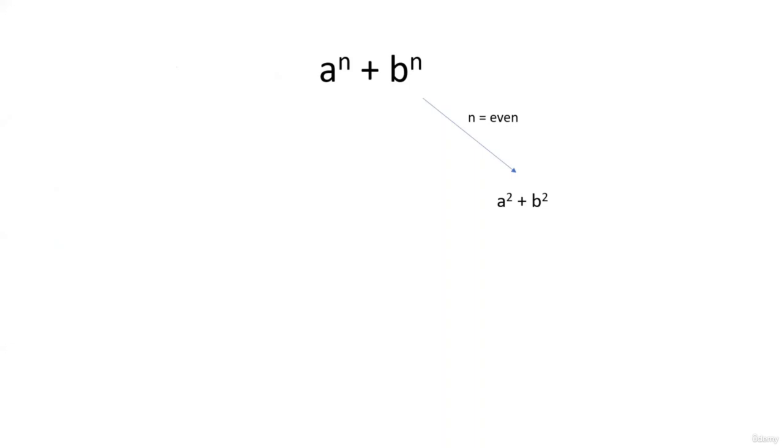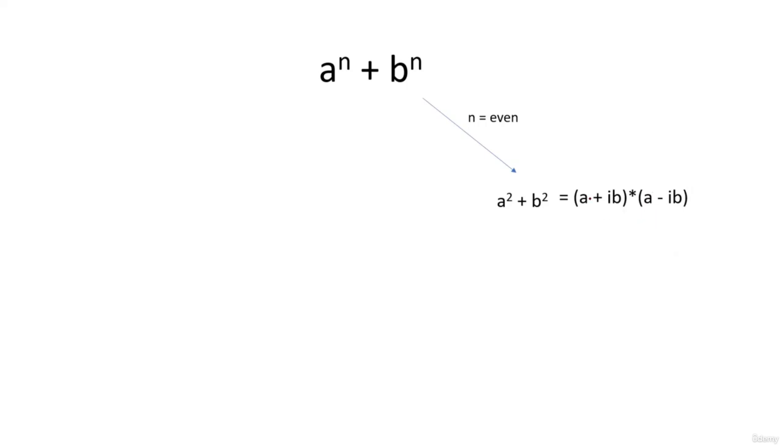Now a square plus b square we cannot directly factorize, yeah, but we can write this as a square minus of minus b square, right? So this will basically become a plus ib into a minus ib, right? Because when you open this bracket, this will become a square minus i square b square. i square is -1, so it becomes a square minus minus b square, right?